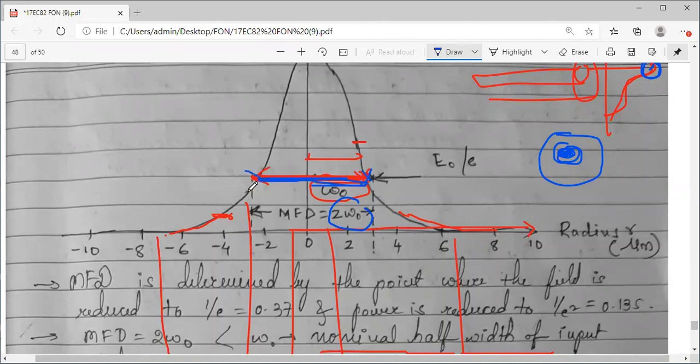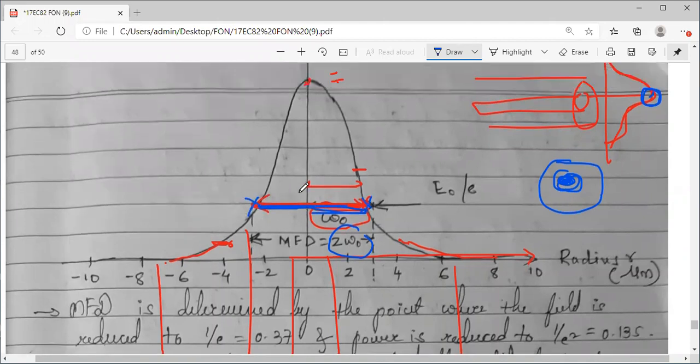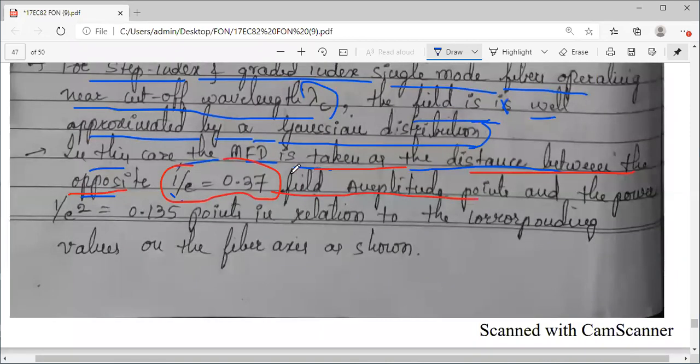What are these 2 points? They are 0.37 times the maximum value amplitude points. So MFD is the distance between these 2 opposite field points, or those points are also for power 1 by e square, that is 0.135. In terms of power, 0.135 times power points. If it is in terms of amplitude, it is 0.37, that is 1 by e. So for power obviously it will be e square, 0.135. That I have not shown. I have shown only for amplitude.